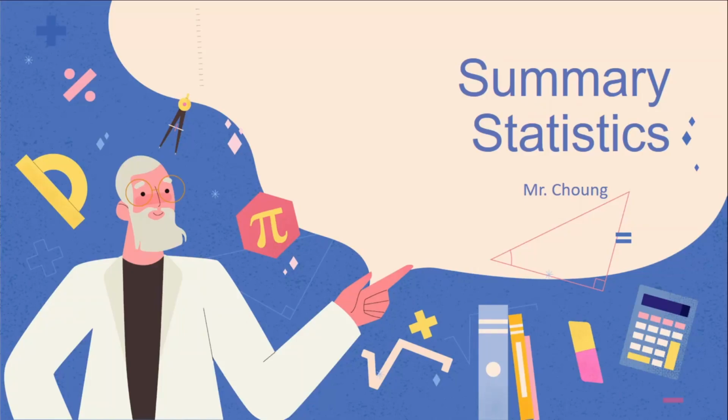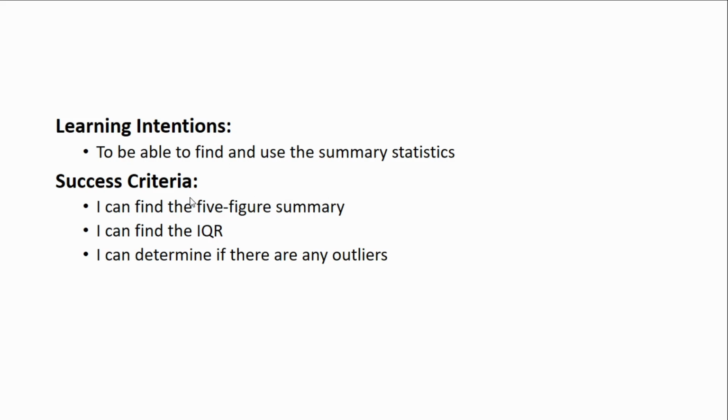This video will be about summary stats, and by the end of this lesson we should be able to find the 5-figure summary, be able to find the IQR, and also be able to determine if there are any outliers. So just pause the video and take a couple of minutes to write these down.